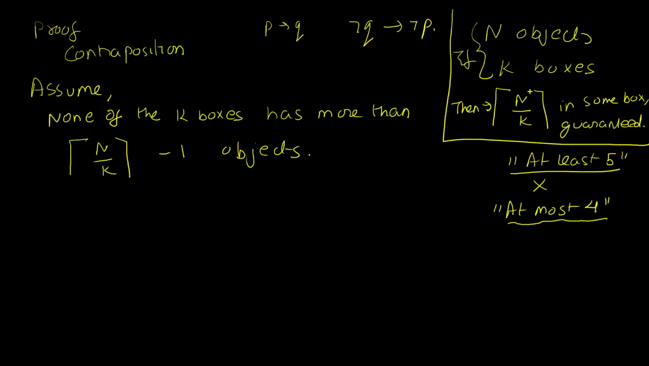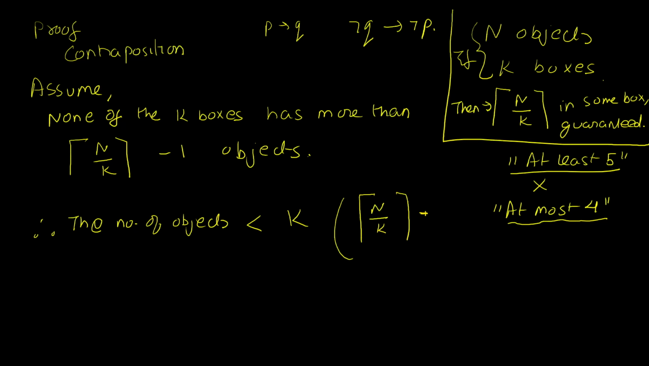In our case, the ceiling of n by k or more objects are guaranteed. And if I want to assume that false, I need to assume that no box has more than this quantity minus 1 objects. Now this means the number of objects is definitely less than k times this value. And writing this is the same as writing this: none of the k boxes has more than these many objects. If I multiply the number of boxes with the number of objects, I get k times this value. Therefore, the total number of objects should be strictly less than the number of boxes times whatever this number is.